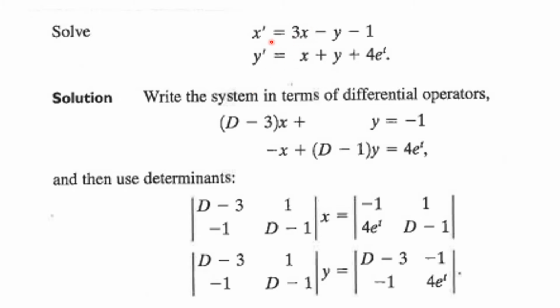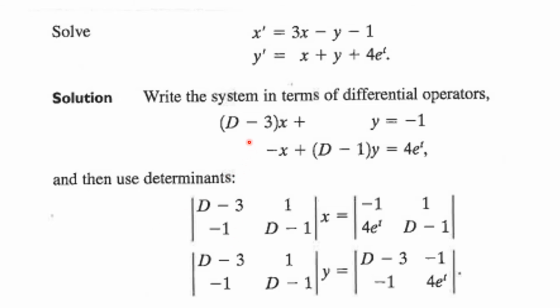So you're going to reorganize this so you have x's over the x's and y's over the y's, and right-hand side constants over right-hand side constants. So when you do that, we get (D - 3)x + y = -1, and -x + (D - 1)y = 4e^t. You see these right-hand functions are one over another. The x's are in a column and the y's are in a column. So then we just look at determinants.